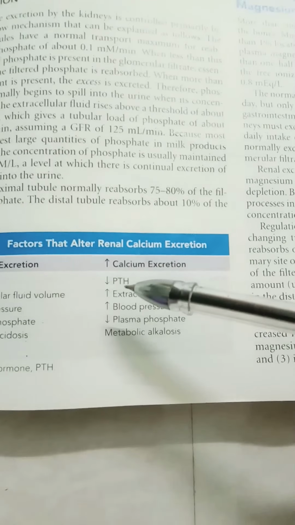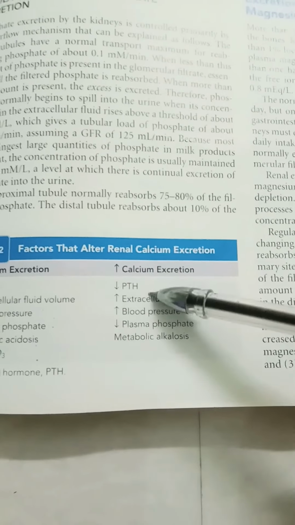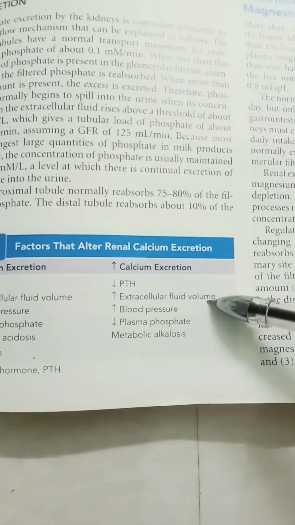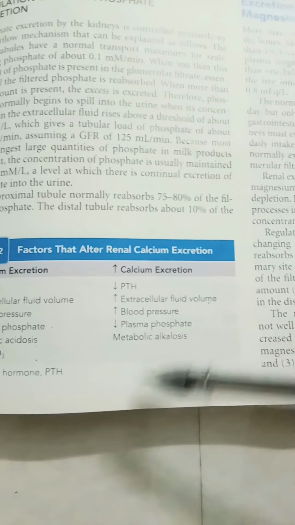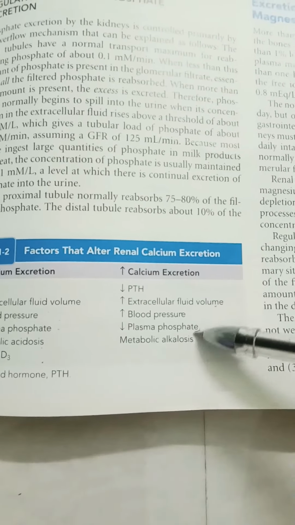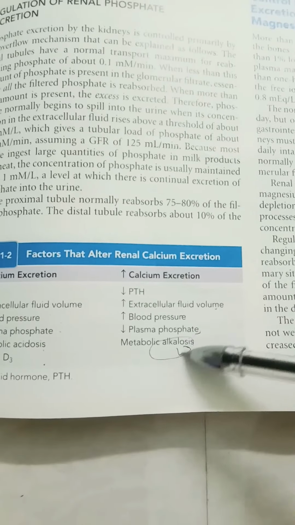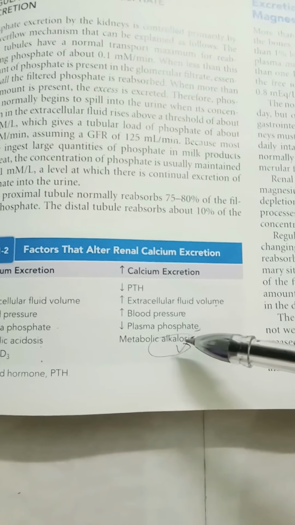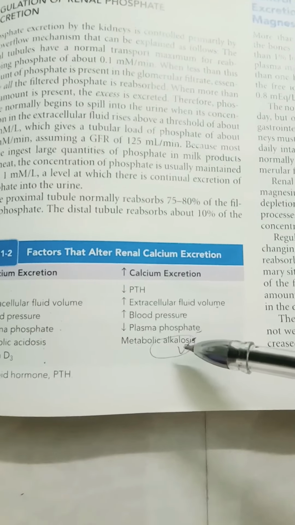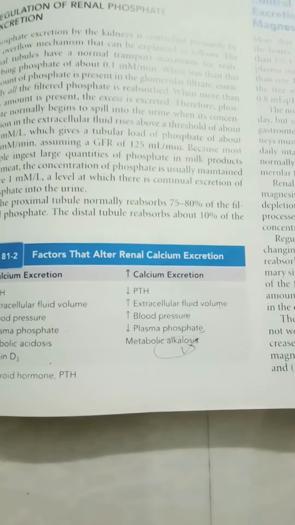But calcium excretion increases whenever there is low PTH, higher extracellular fluid volume, increased blood pressure, decreased plasma phosphate, and metabolic alkalosis. Because in an alkalosis state, we know calcium is not bound to the protein, so it has a higher chance to get excreted out.